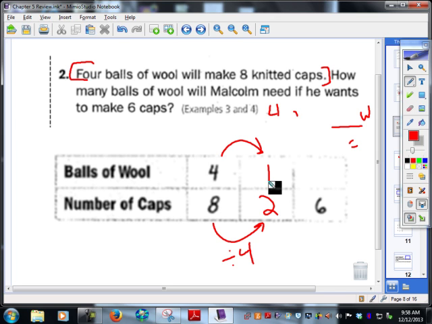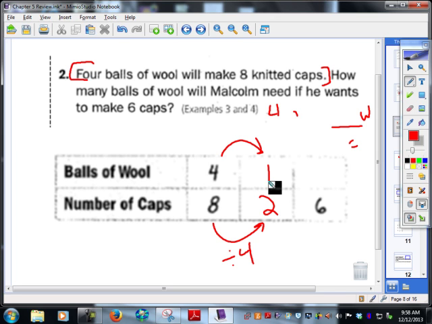So that means if I go buy 1 ball of wool, how many caps can I make, Mackenzie? If I go buy 1 ball of wool, how many caps do I make? With one ball of wool, you can make 2 caps. Or I could buy 4 balls of wool and I could make 8 caps. I could buy 1 ball of wool and make 2 caps.